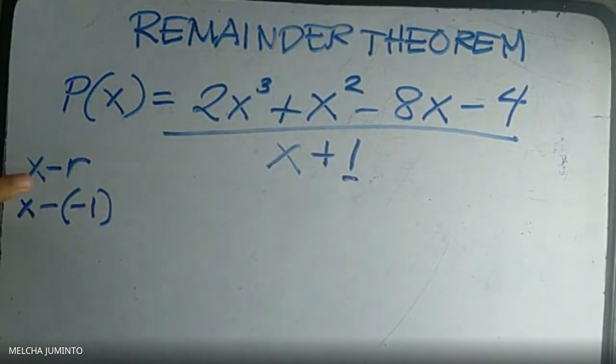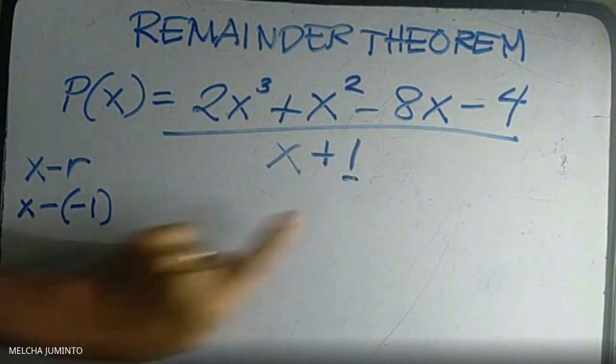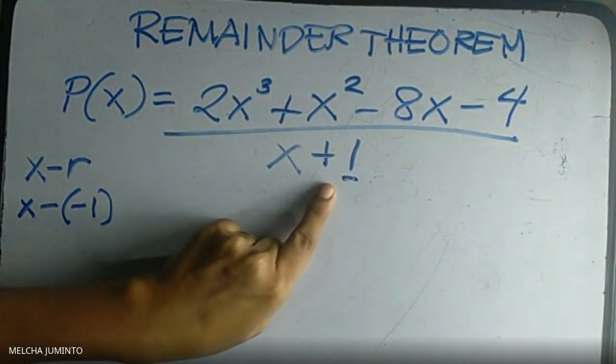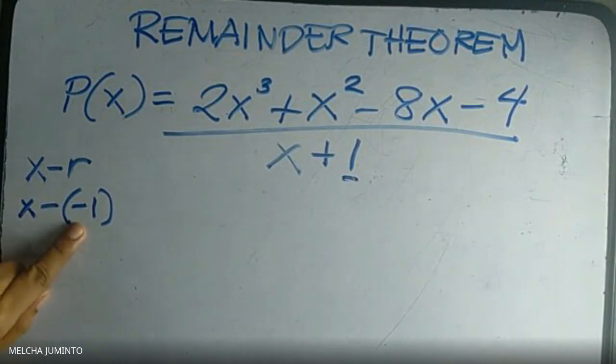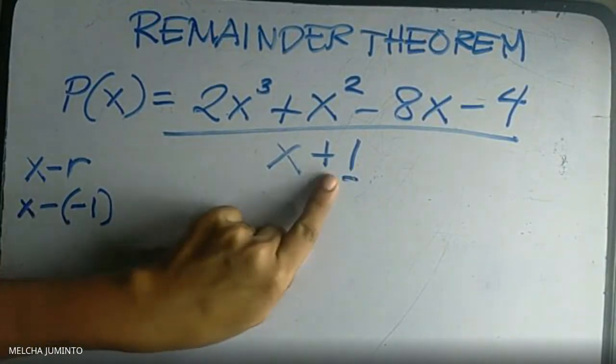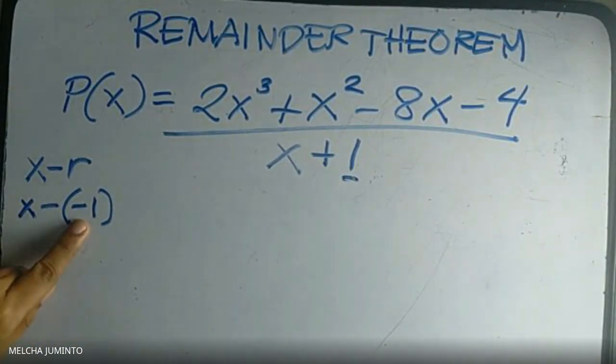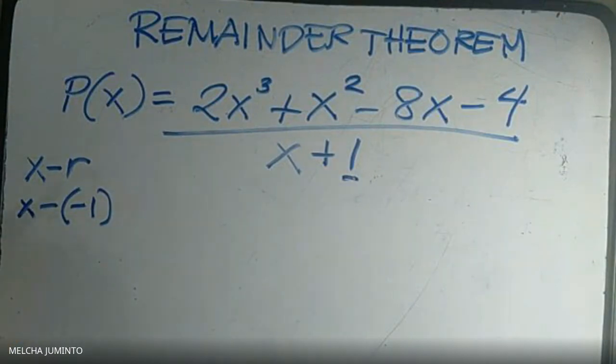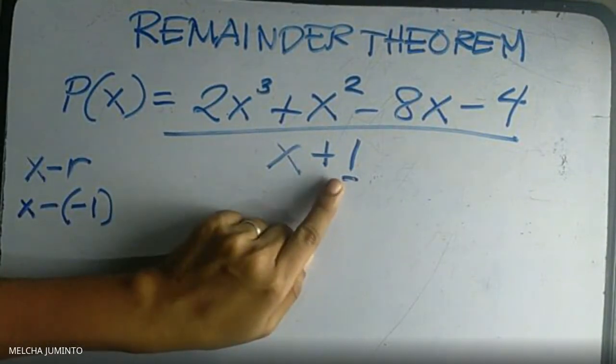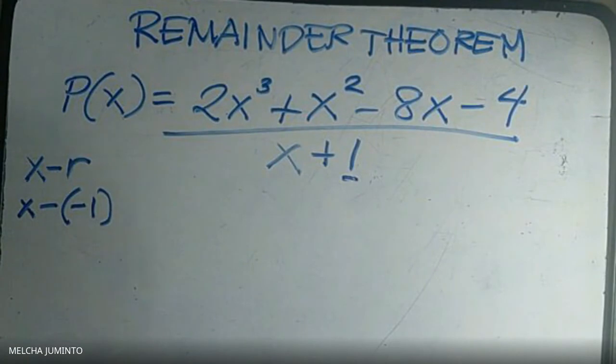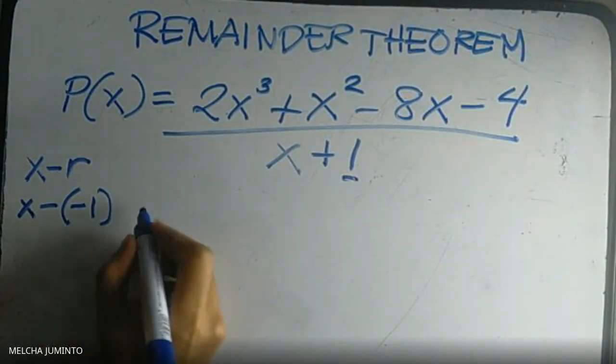Because from the original formula, we have negative r. So copy the negative sign here, and then we need to use negative 1 in order to get positive 1 from the original problem. That's the reason why the sign changes. From positive here, we will use negative 1. The easiest way to remember this is that every time we use the remainder theorem, just like in synthetic division, we always change the sign of the divisor.